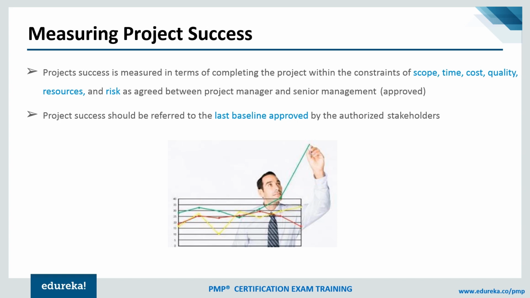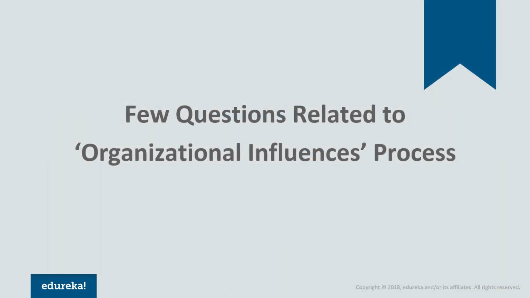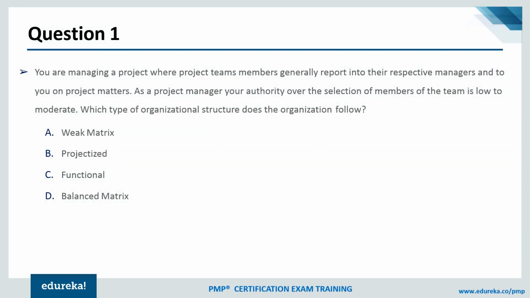Class 3, we are going to talk with the class 2 and class 3 will talk about the baselines here. So baseline is just to give you an overview of that. Baseline is an agreed version of the plan. It can be your scope, it can be your schedule, or it can be your cost. Clear? So this is about measuring your project success criteria, and now there are few questions. So I hope you found this topic interesting, and now there are few questions related to project influence, organization influence process. So let us look at the first question.